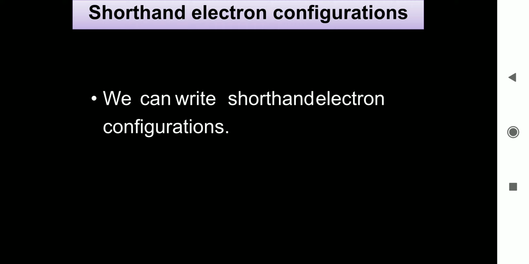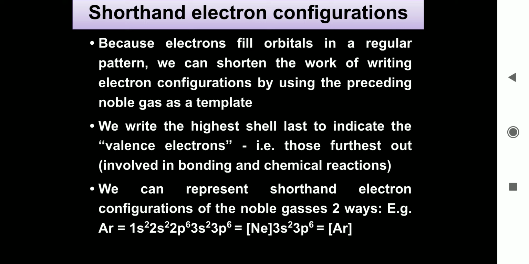Shorthand electron configurations. Now we can write shorthand electronic configurations. Because electrons fill orbitals in a regular pattern, we can shorten the work of writing electron configurations by using the preceding noble gas as a template. We write the highest shell last to indicate the valence electrons, that is, those farthest out. We can represent shortened electron configurations of the noble gases two ways.